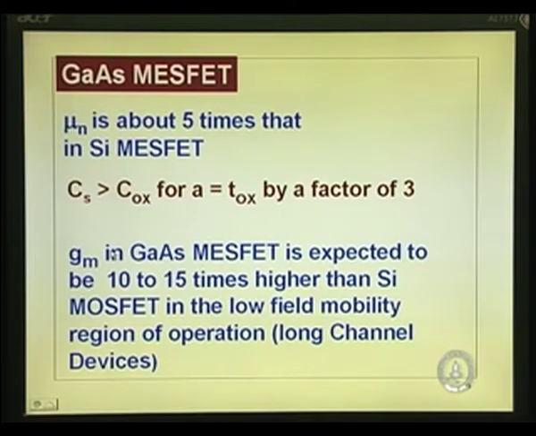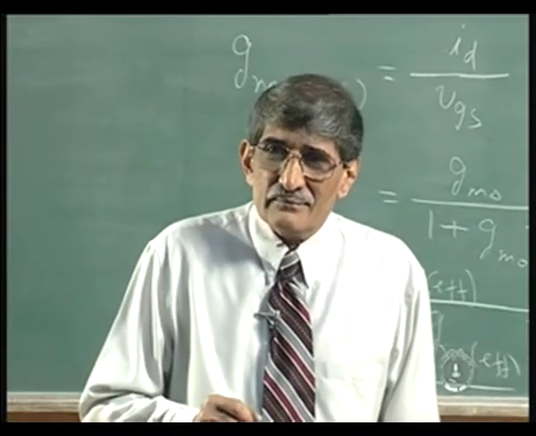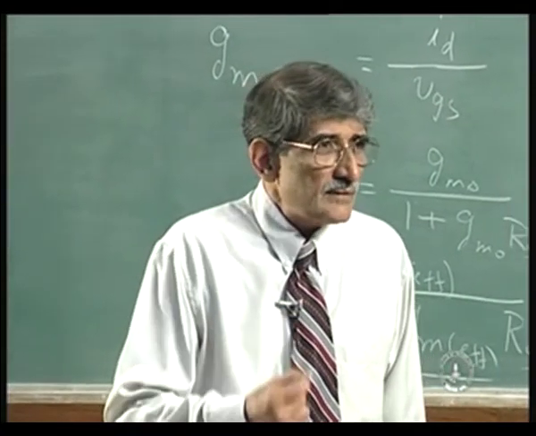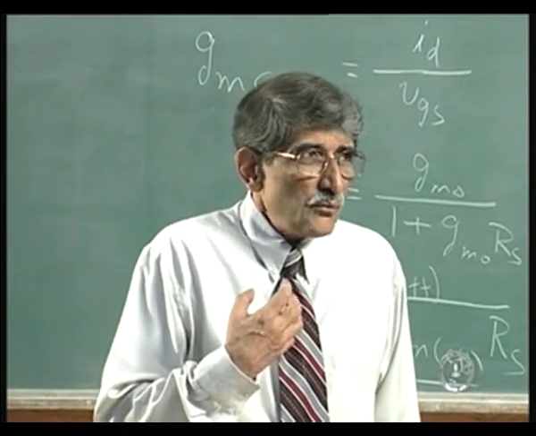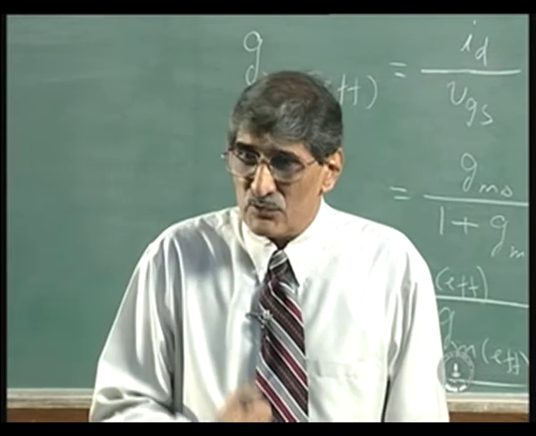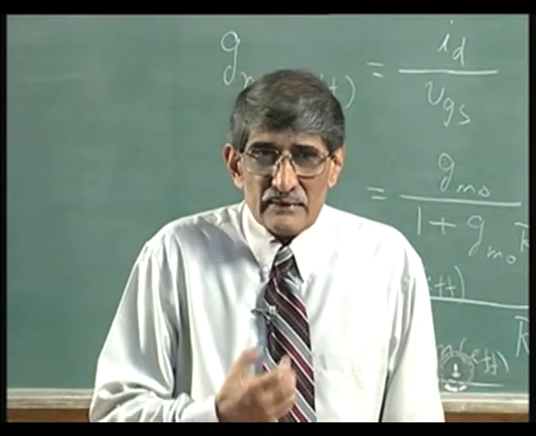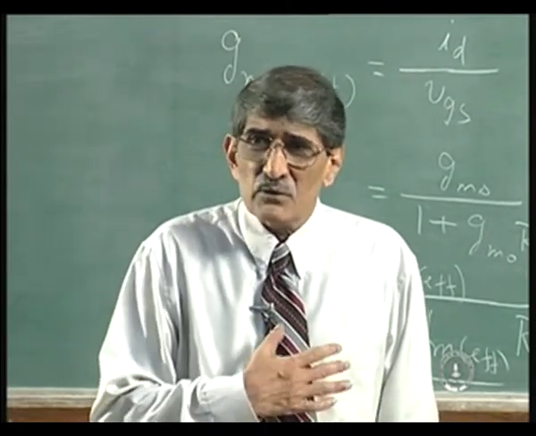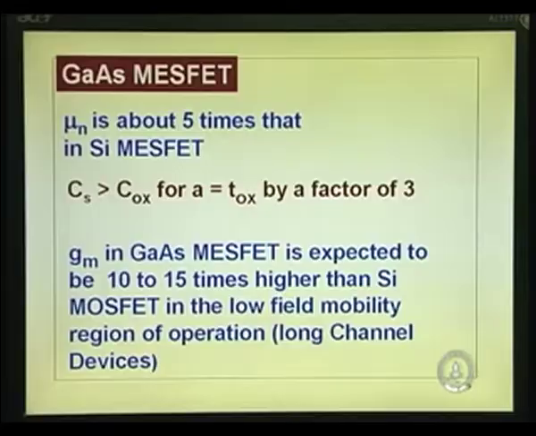In those situations, mu n is at least 5 times larger in gallium arsenide than in silicon. What we are trying to compare now is, is there any point in switching over to gallium arsenide? Do you really get the benefit? And if you want to get the benefit, what should you do? When the channel length is long, no doubt you will get the benefit.